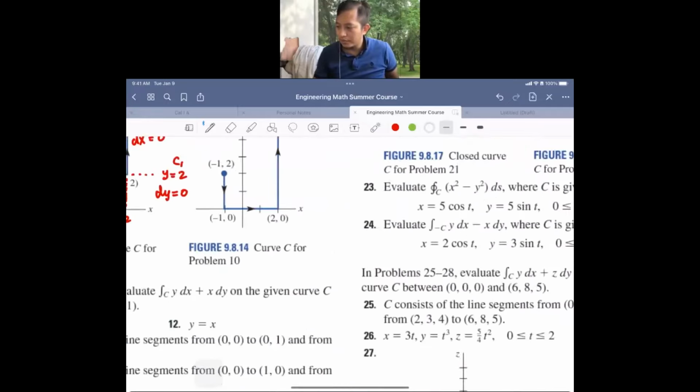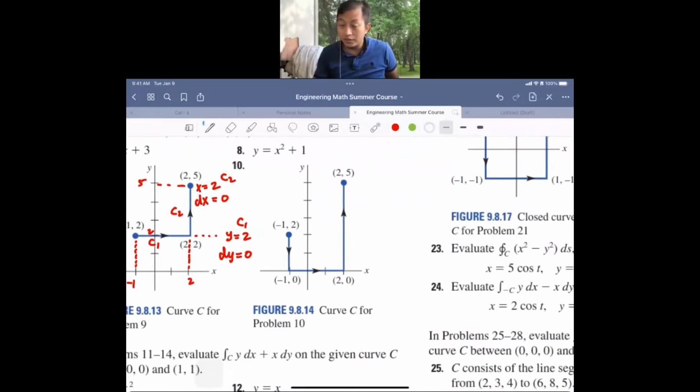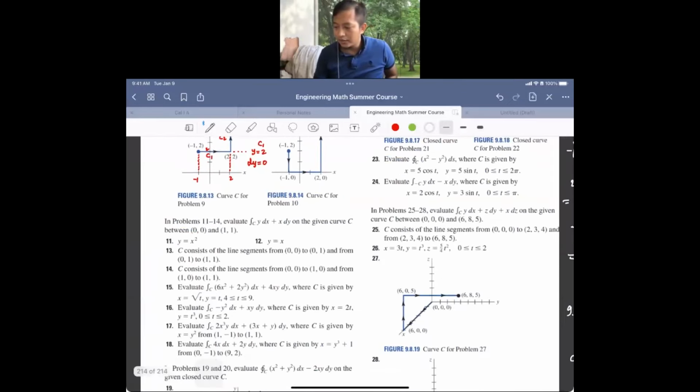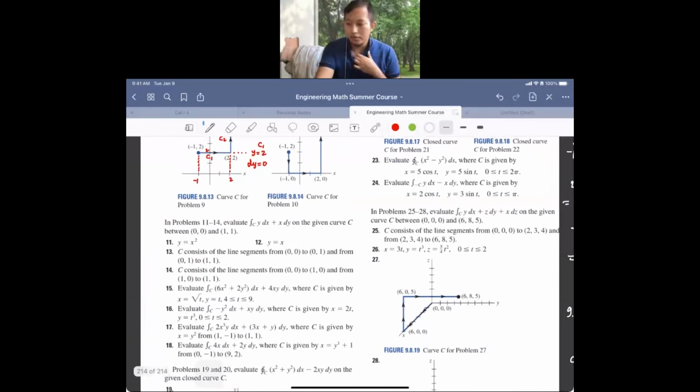The same thing for number 10. Number 10 is the same thing: c1, c2, and c3, so we have 3 line integrals. Okay, I think I will skip that and give that to you. Maybe we could check between 11 and 14, or maybe we could just move on and calculate number 15 or 16. Okay, let me check 16.